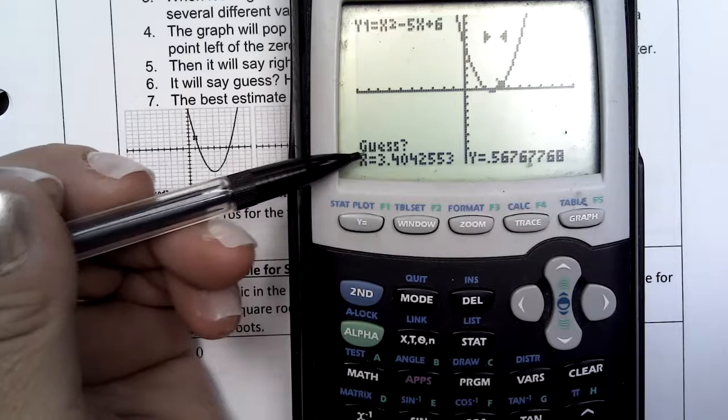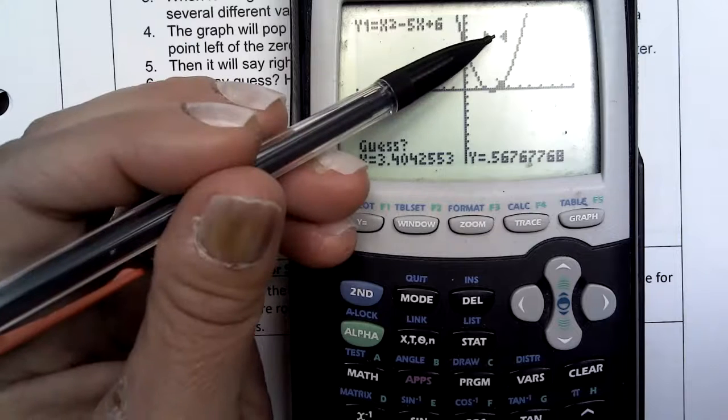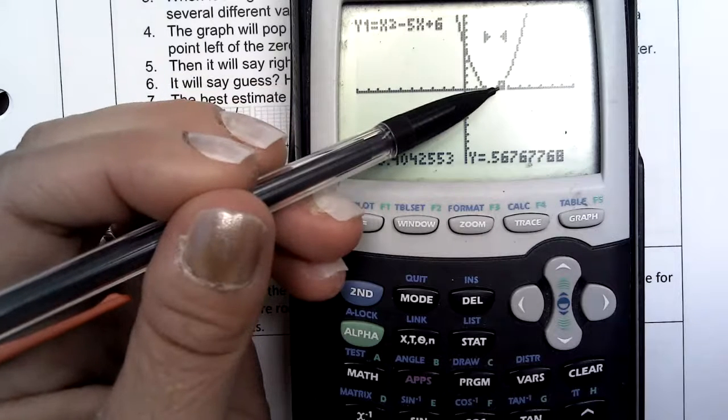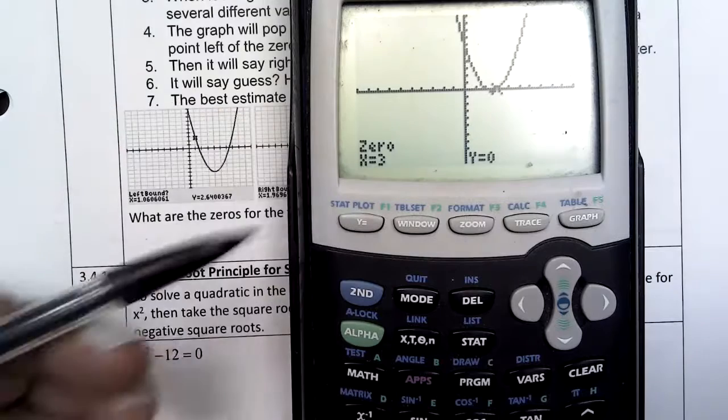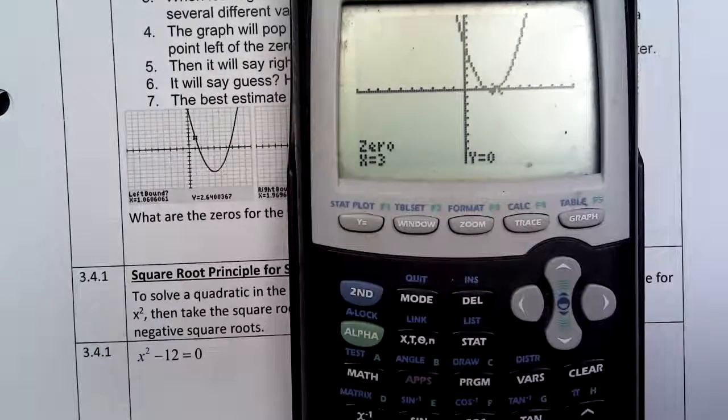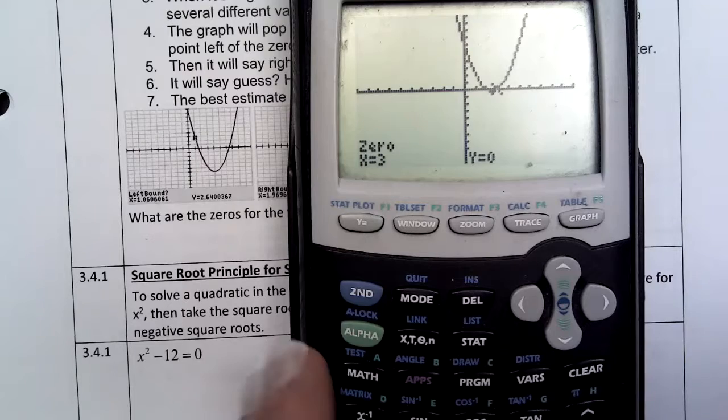And then it says, hey, do you want me to guess? And the arrows show that we're finding a 0 somewhere in this area. I'm going to hit enter for yes. And I get x equals 3. Okay, so it chooses those zeros for you.